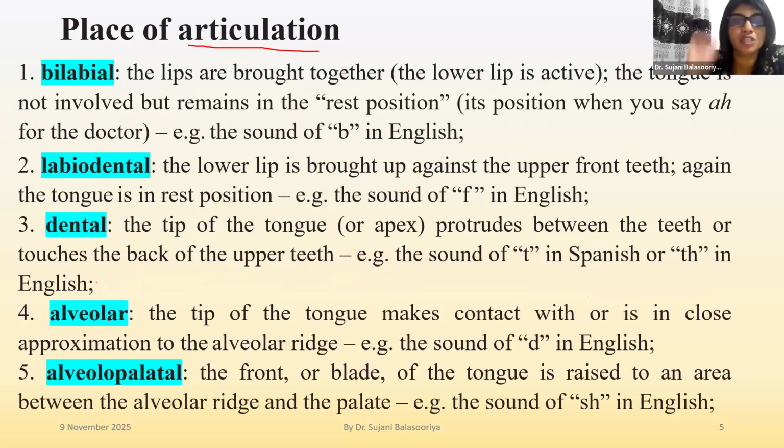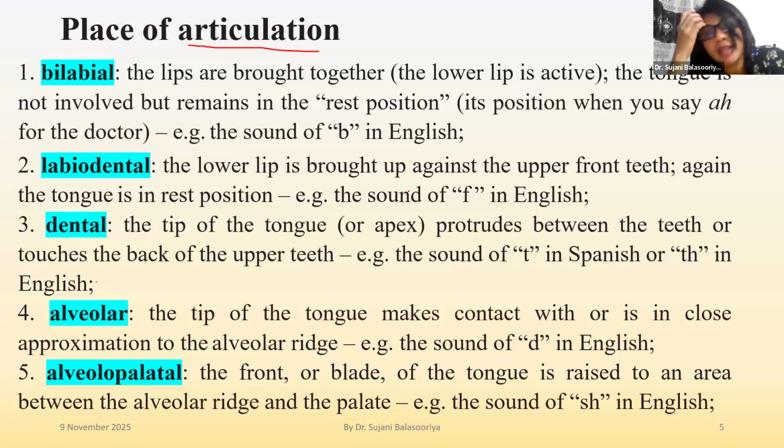Bilabials, the first one. Actually, I'm not going to read all these notes line by line. Once you get the recordings, you can refer to them, and I have sent you the notes also. All these things are available in the note, so I'm not reading the lines. You have to read your note, and I'm just guiding you how to follow it during our lecture sessions.